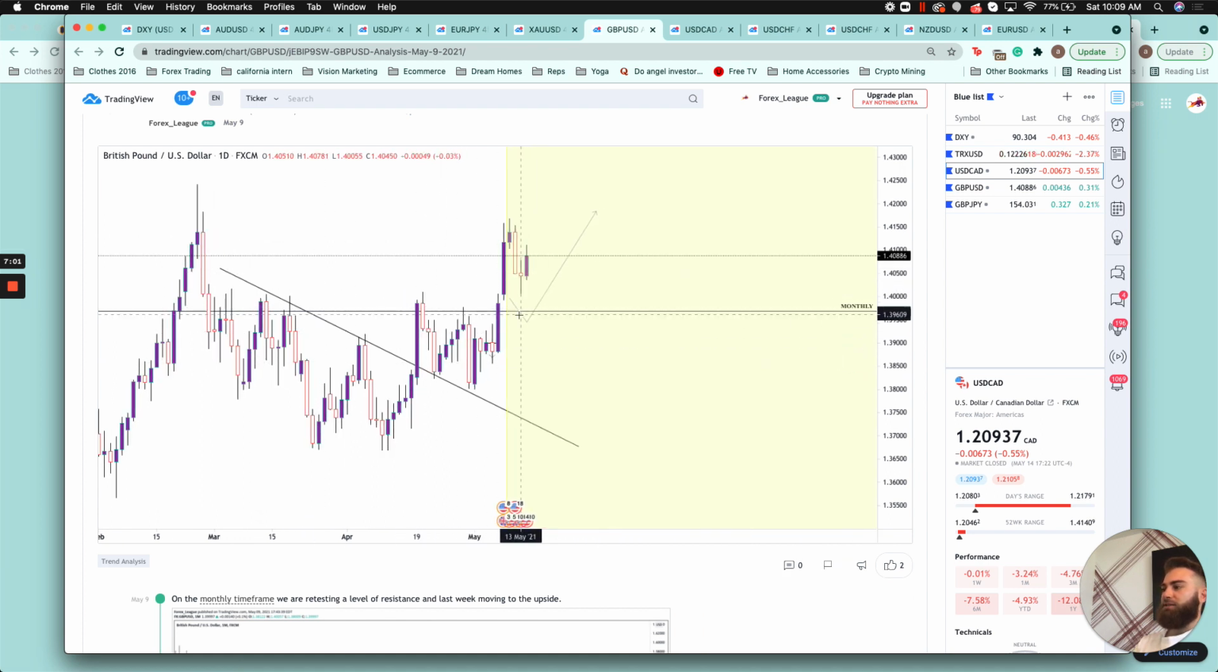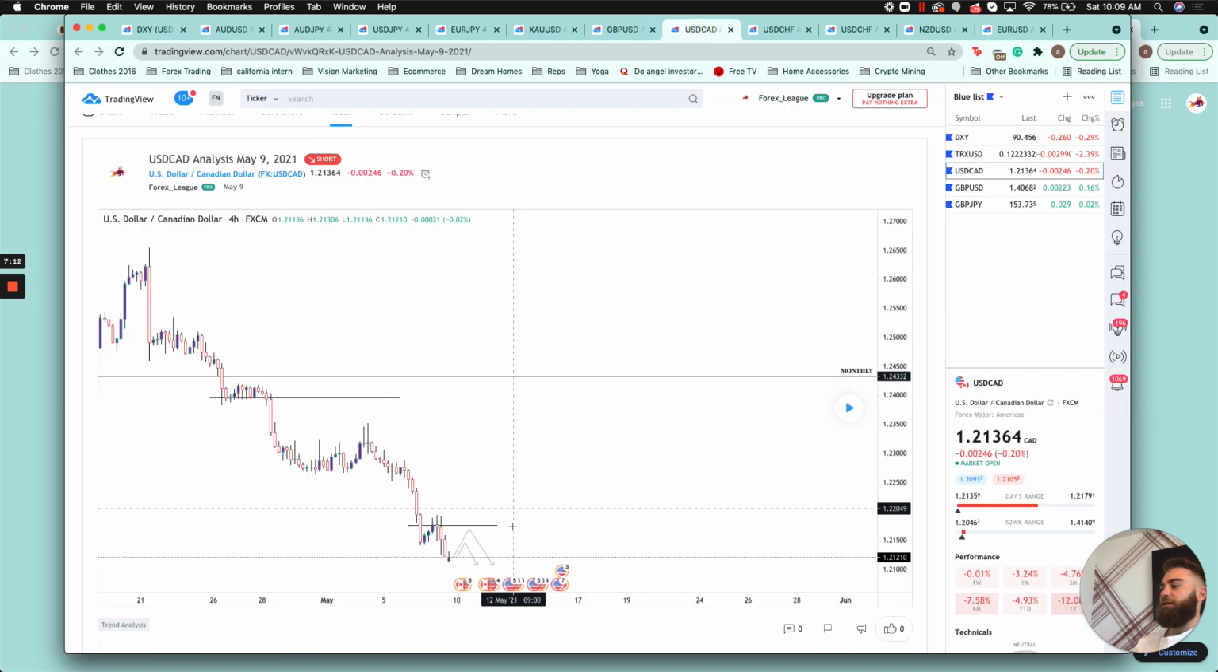As you can see, price headed higher to begin the week, so it didn't present us with a very clear buying opportunity, but the sentiment was certainly bullish, which was correct. So let's go next to USD Cad.